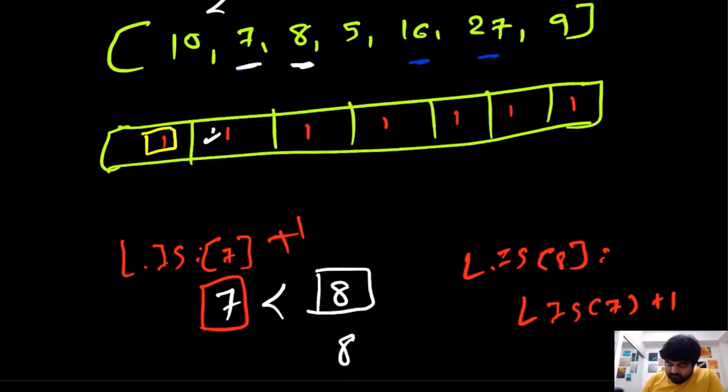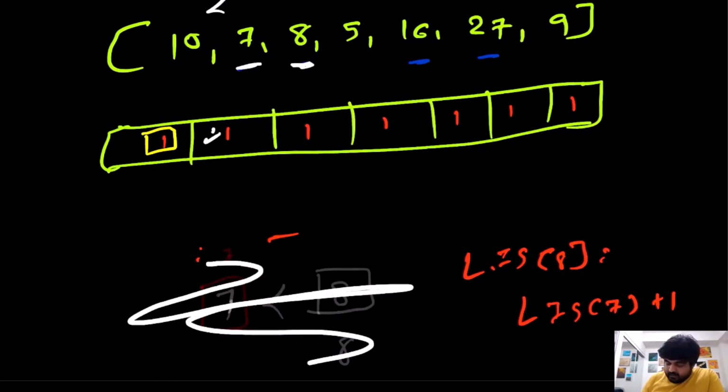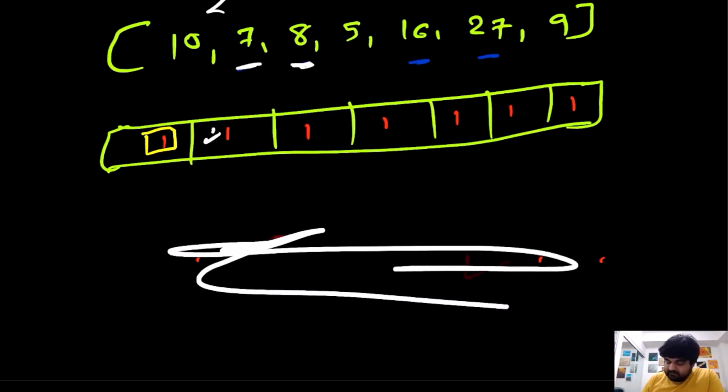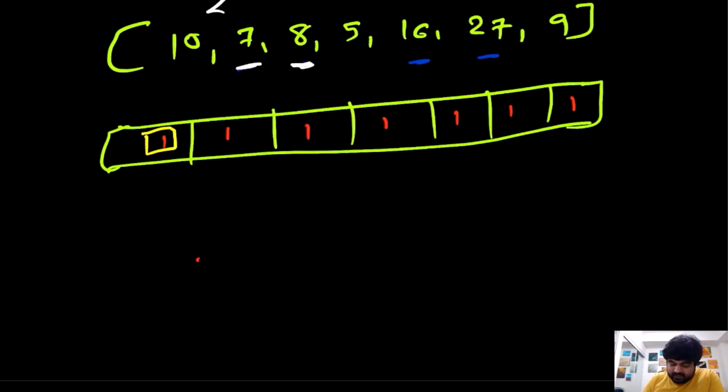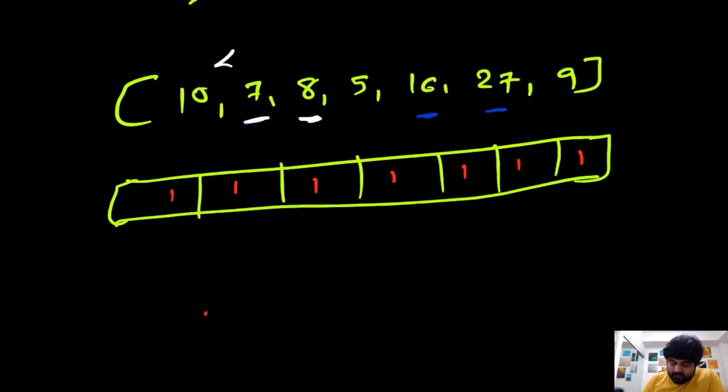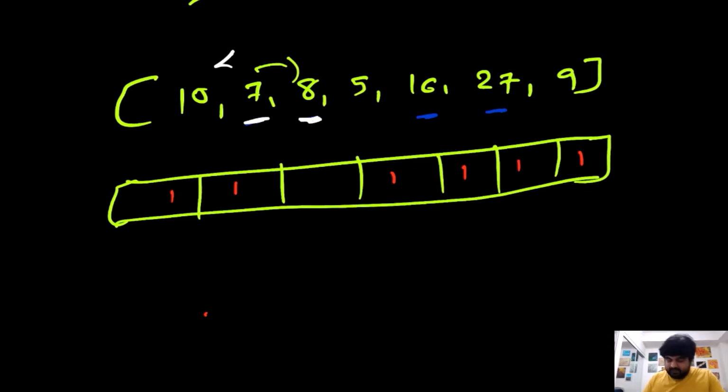So currently the longest increasing substring we could make at value number 8 is 1, but we just found that from 7 to 8 we can actually make a substring as well. So this would become 2. And we can say that up until the point of 8, the longest increasing substring we can make is actually 2 and not 1. Now let's move forward. Now let's consider value number 5.